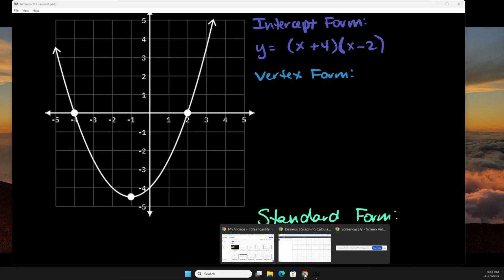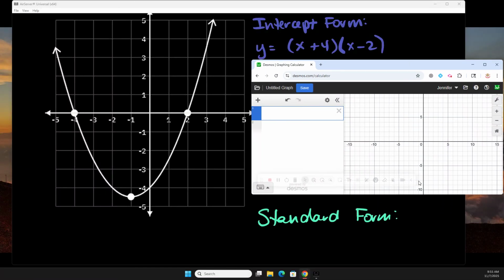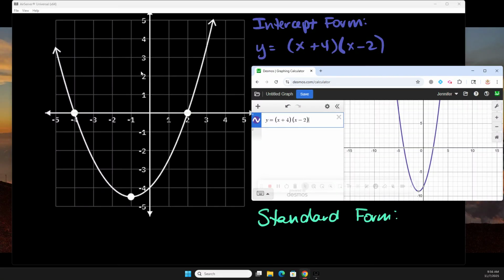Now I'm going to try to pull up Desmos. There we go. And I'm going to type that in. And there it is. And so we can tell that that's not quite right. It does have the right intercepts. However, this one has a vertex at -1, -4. This one has a vertex at -1, -9. And so we want ours to be half as tall as this one.